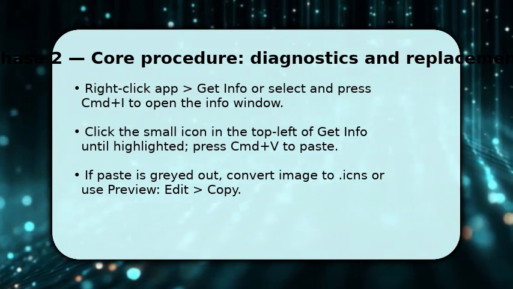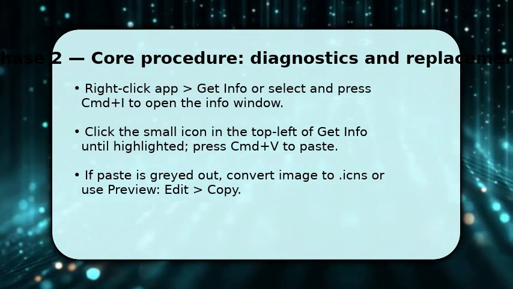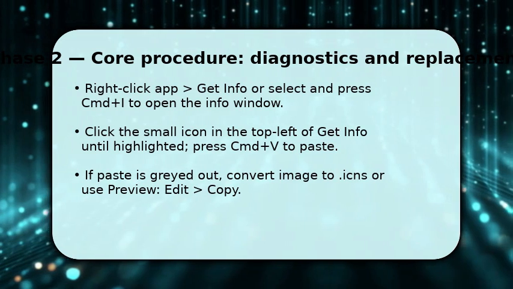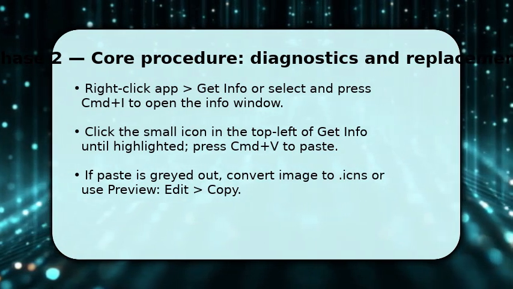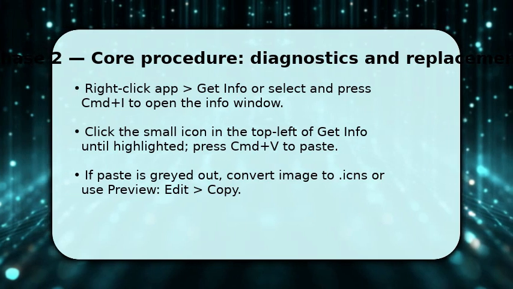If the paste option is unavailable, convert your PNG to ICNS or open the image in Preview and use Edit, Copy, then return to Get Info and paste. This replaces the resource the Dock reads for display.